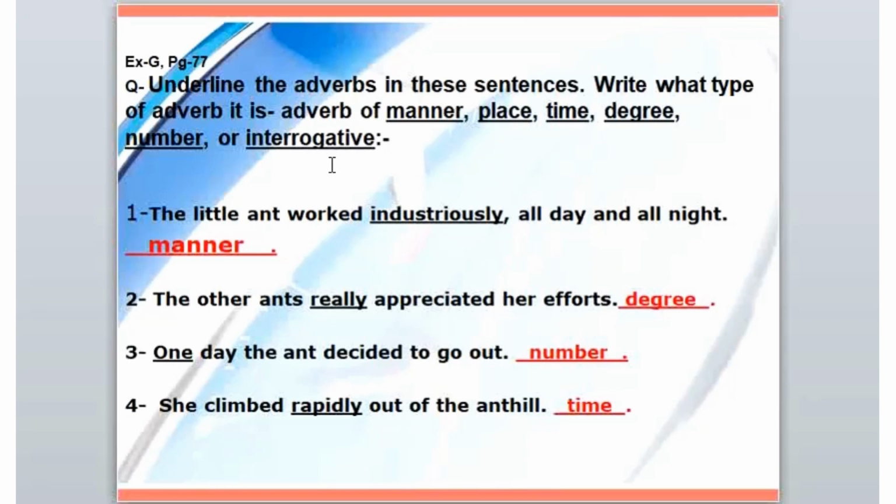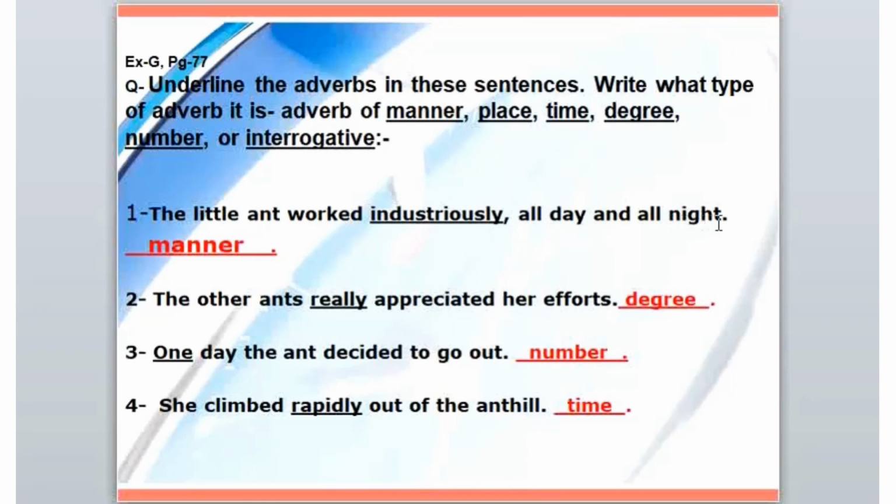And interrogative adverb means the questioning words. Questioning adverbs. Okay, students, so easy. Okay, let's start with number 1 in your books. The little ant worked industriously all day and all night.